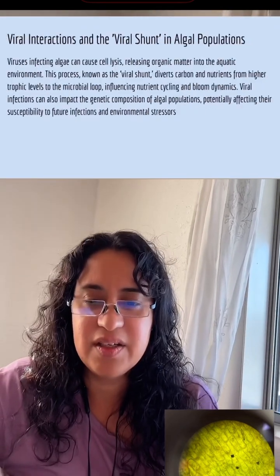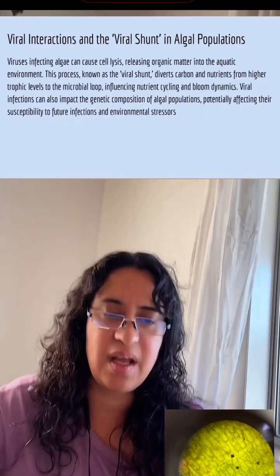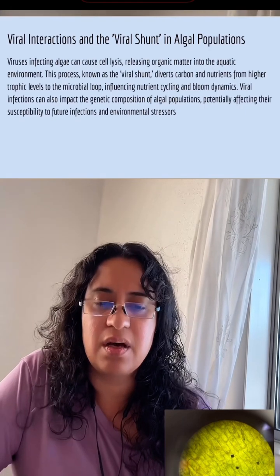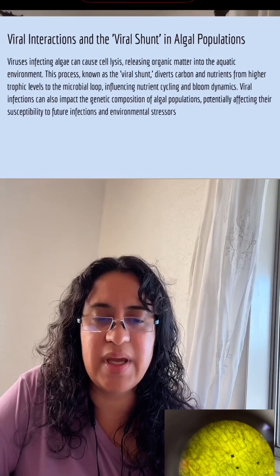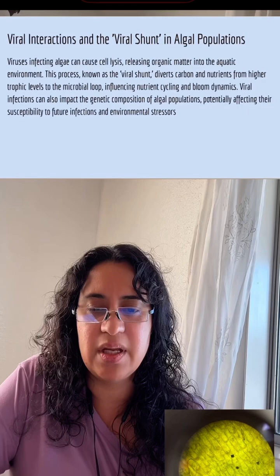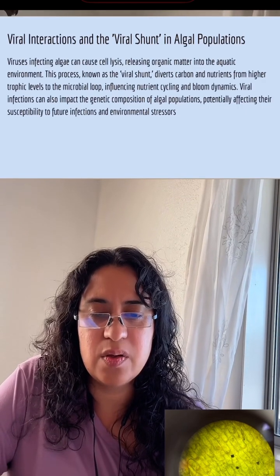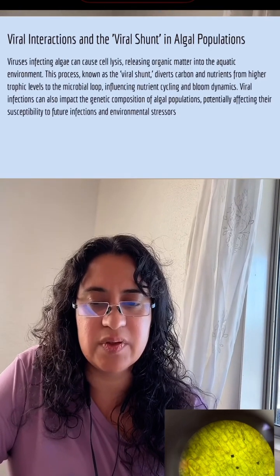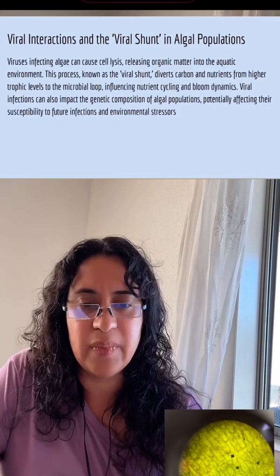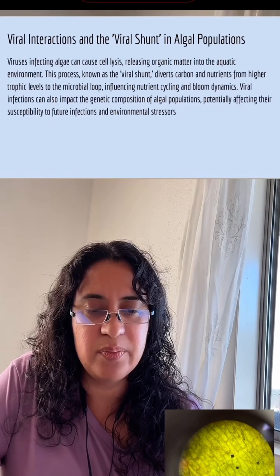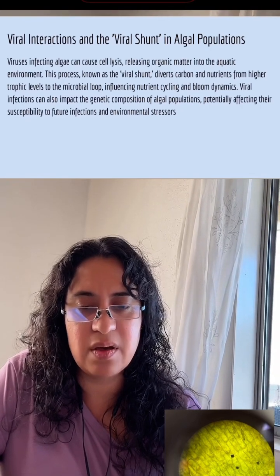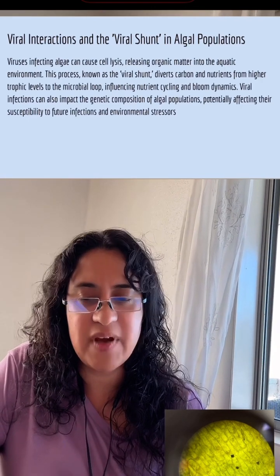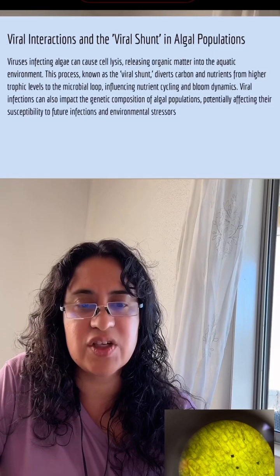Viral interactions and the viral shunt in algae populations. Viruses infecting algae can cause cell lysis, releasing organic matter into the aquatic environment. This process, also known as the viral shunt, diverts carbon and nutrients from higher trophic levels to the microbial loop, influencing nutrient cycling and bloom dynamics. Viral infections can also impact the genetic composition of algae populations, potentially affecting their susceptibility to future infections and environmental stressors.